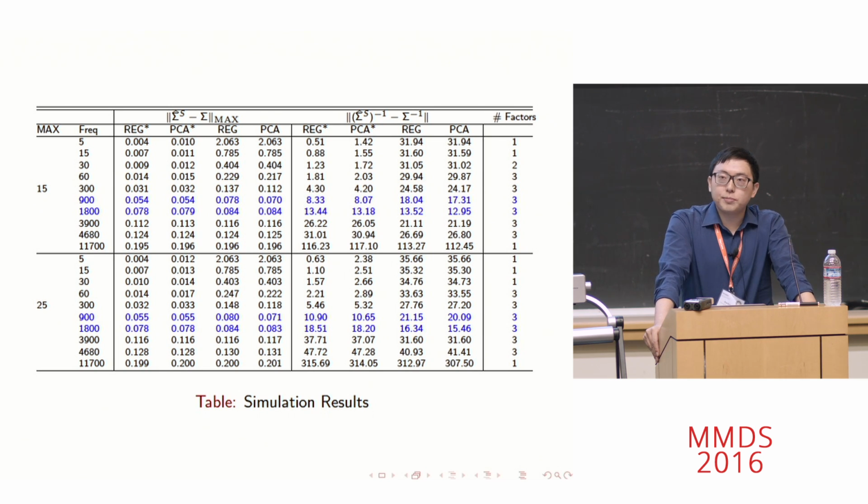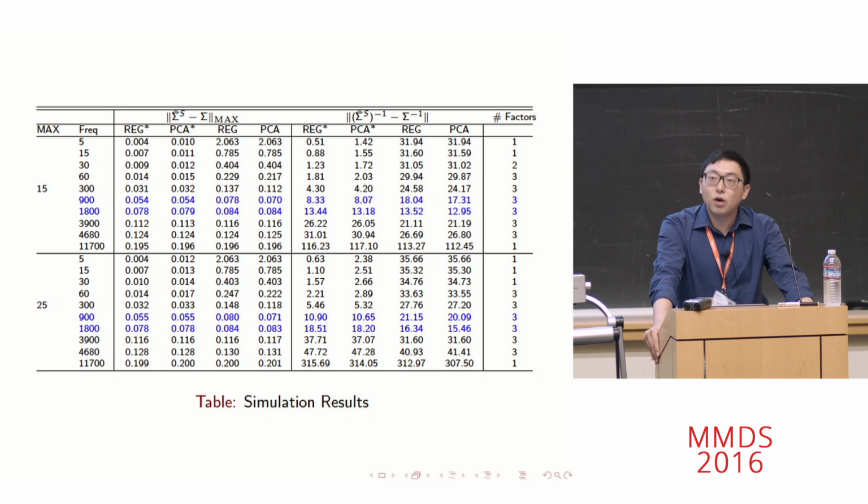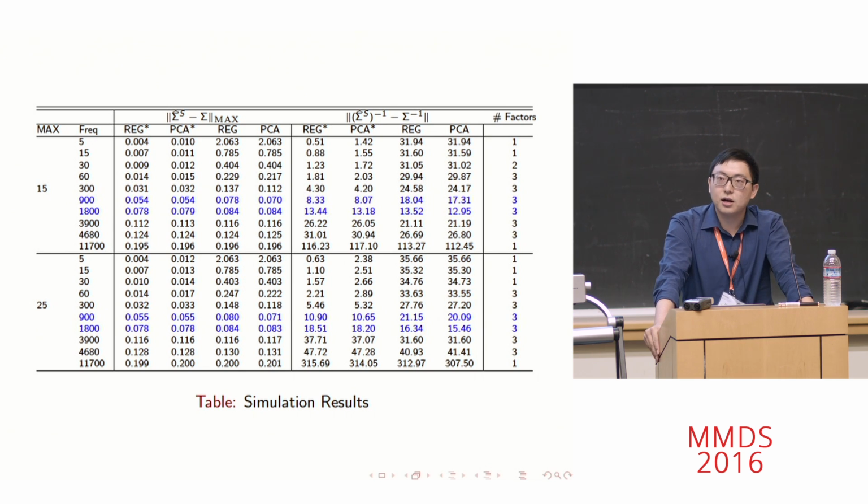So the REG and PCA without star means that I'm applying them to the data with noise and with asynchronicity. Certainly, because of the noise in the data, at 5 seconds the performance is rather poor. But if you subsample the data, like at 900 seconds, which corresponds to 15 minutes, the signal to noise ratio is pretty large. So we can do a pretty good job, very close to the infeasible estimates.